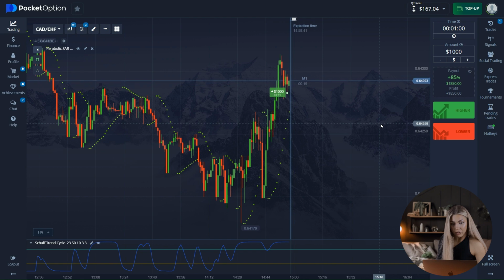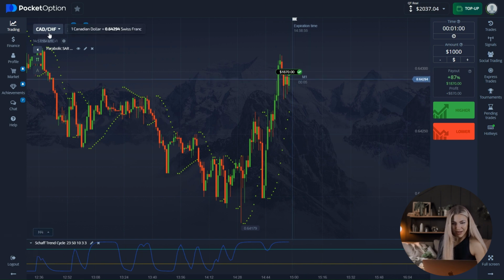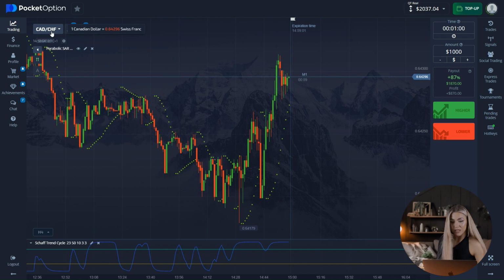As expected, the chart smoothly bounces off the level, as it simply has nowhere else to go in this situation. I love such trades where everything goes smoothly without any stress, which is nice. And I love it when such amounts land in the balance. Profit $870, over $2,000 total balance. Let's look for more opportunities to earn.